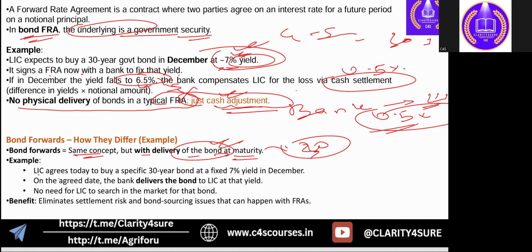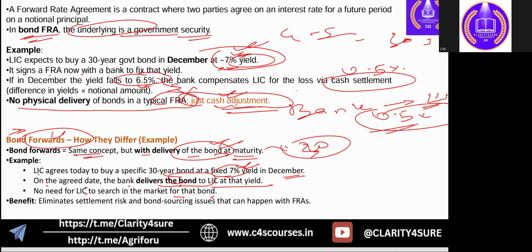Example, LIC agreed today to buy a specific 30-year bond at an interest rate of 7% yield in December. ठीक है. 30 years का एग्री हो गया. On the agreed date the bank delivers the bond to LIC at the yield of 7%. No need for LIC to search the market for that. उस बॉन्ड के लिए मार्केट उसको सर्च करने का कोई जरूरत नहीं, उसको बॉन्ड्स मिल जाएगा सीधे, क्योंकि बॉन्ड सेटलमेंट है. यहाँ पे फॉरवर्ड जो है ना कैश नहीं है, फॉरवर्ड बॉन्ड, फ्यूचर डेट में बॉन्ड आपको मिलता है.